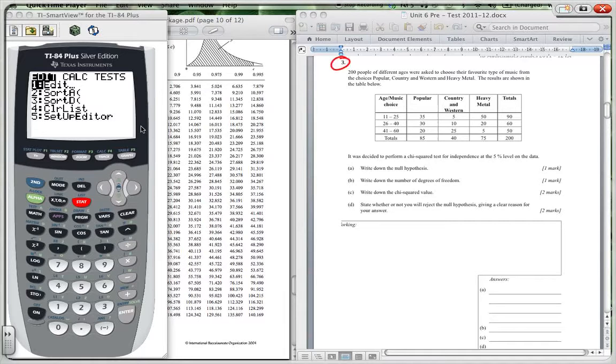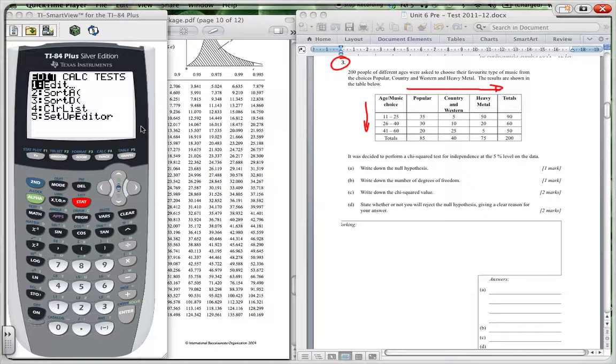Question 3. 200 people of different ages were asked to choose their favorite type of music from choices popular, country and western, and heavy metal. The results are shown in the table below. So you've got your age across there and you have your type of music there.